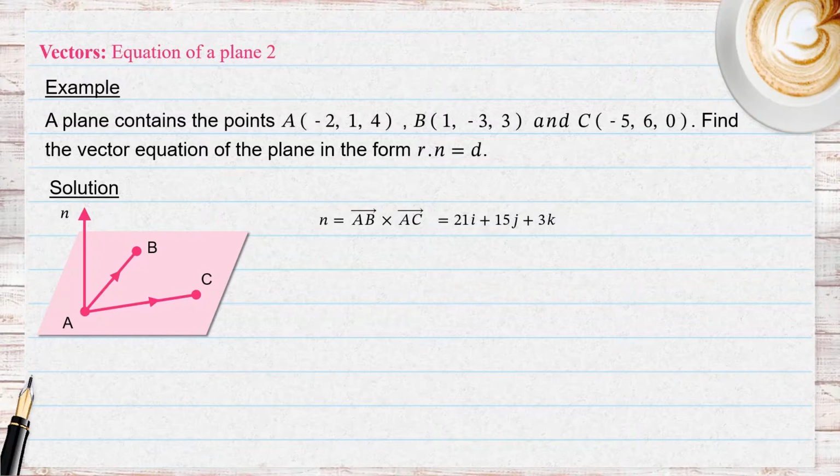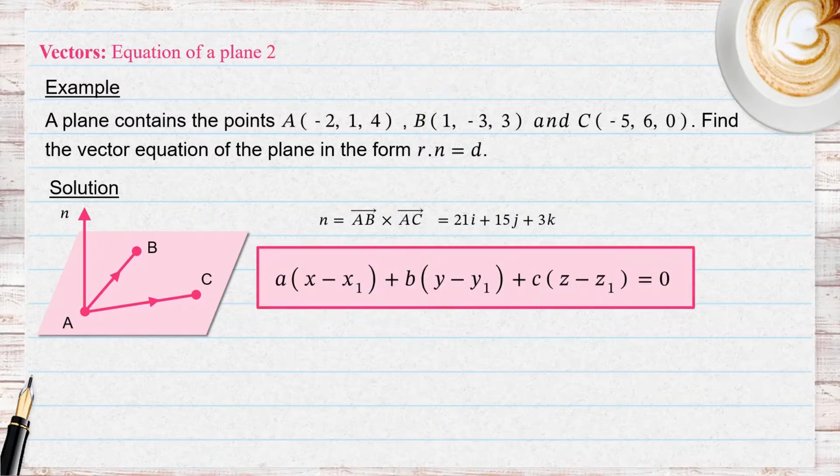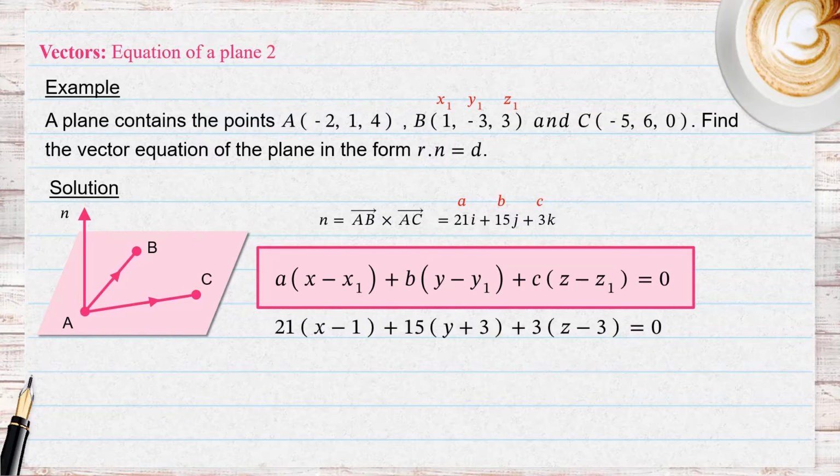Now, if you were to use this formula here, which I gave you earlier, which requires us to have the normal to the plane, which we already have, and a point on the plane, where in this case I'll use the point B, we can substitute that into this equation so that we get 21 of x minus 1 plus 15 of y plus 3 plus 3 of z minus 3 equal to 0, which simplifies to 21x minus 21 plus 15y plus 45 plus 3z minus 9 equal to 0.